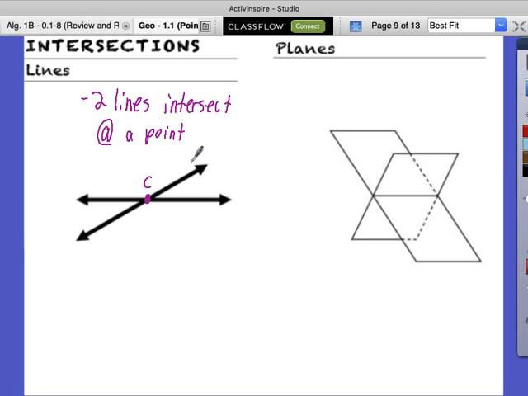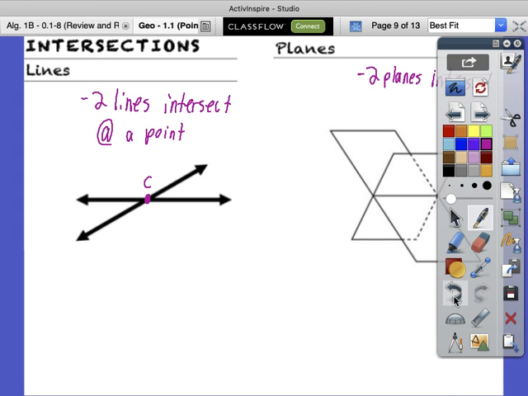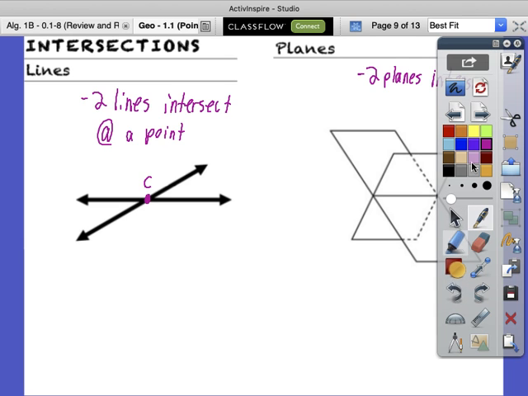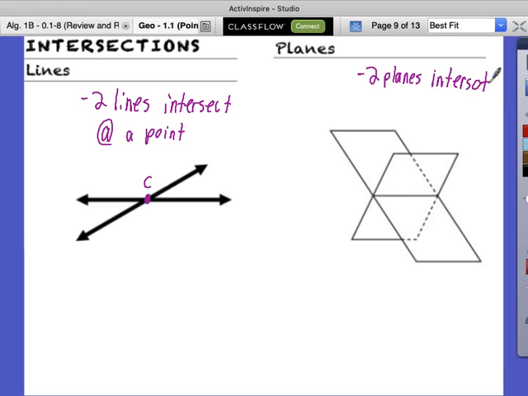So two planes intersect at something smaller than a plane. Lines intersect at something smaller than a line. Lines intersect at a point. Two planes intersect at a line. So here is a line where those two planes intersect.